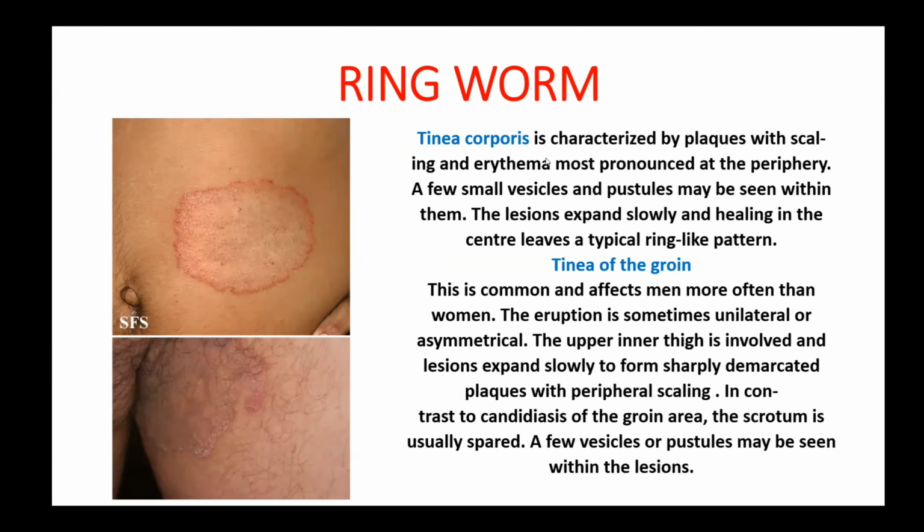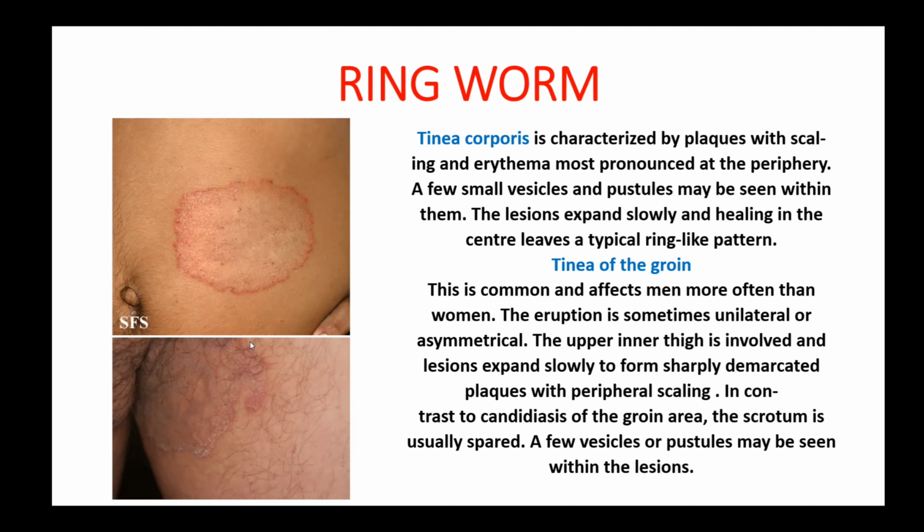Fungal infections. Tinea corporis is characterized by plaques with scaling and erythema, most pronounced at the periphery. A few small vesicles and pustules may be seen within them. The lesions expand slowly and healing in the center leaves the typical ring-like pattern.